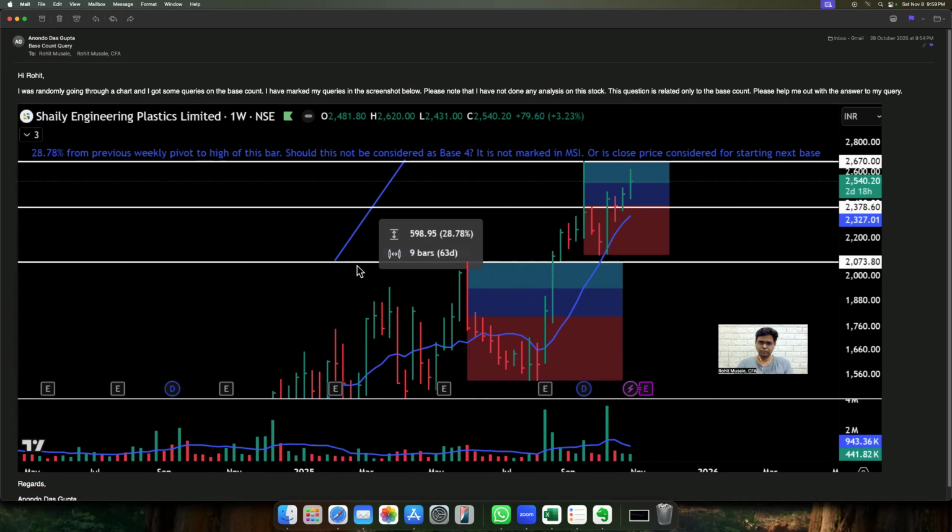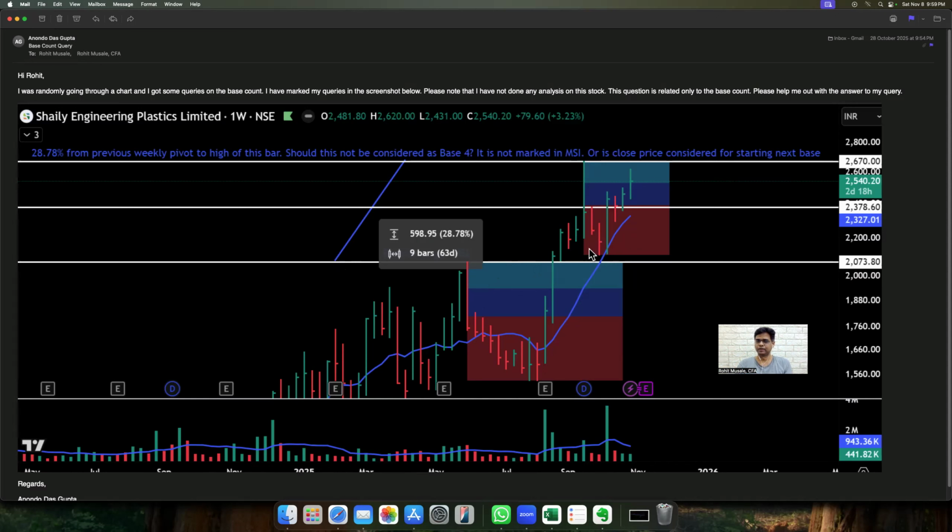From here, you measure the distance. So he has measured the distance from here till here, which is 28%. Now, when a stock breaks out of a base, when it goes up at least 20-25% from that pivot point, and from there, if it starts consolidating, that is what we call the next base. That is when we start counting the next base. So if this were base 1 or base 2, then this could be the next base, like base 2 or base 3.